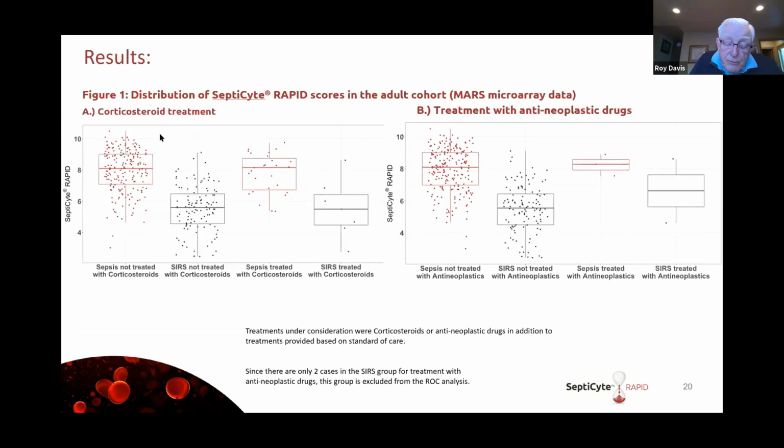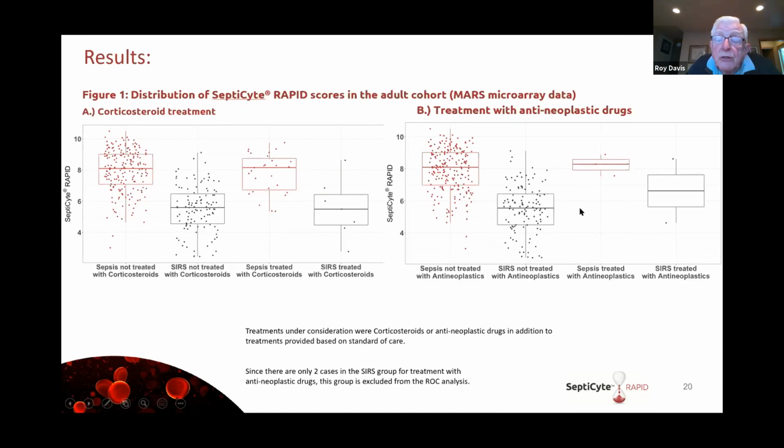This figure breaks the groups up into the two cohorts of sepsis versus SIRS, and in this group shows those patients that were treated or not treated with corticosteroids. This compares normal sepsis versus SIRS untreated. Here we have a group of patients who had sepsis and were treated with corticosteroids, versus a group of patients with SIRS who were on corticosteroids. Clearly, differentiating sepsis and SIRS does not seem to impact the testing process from a host response standpoint.